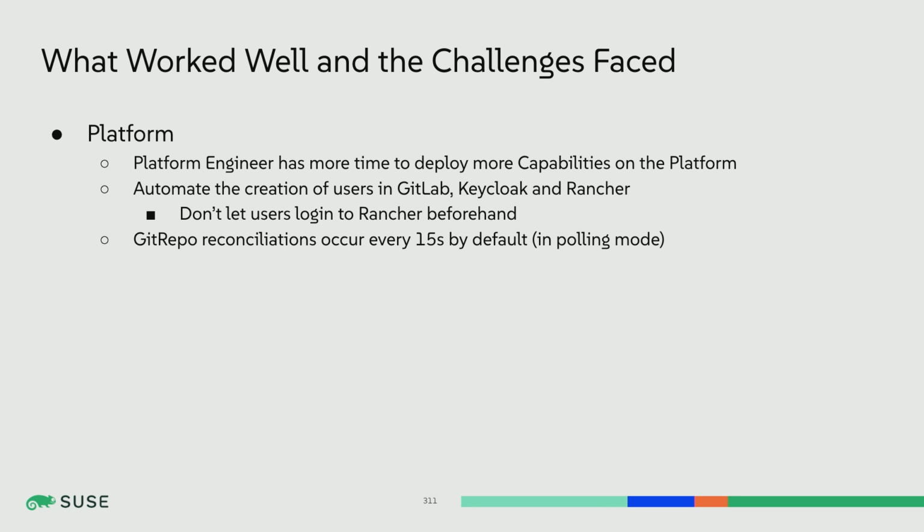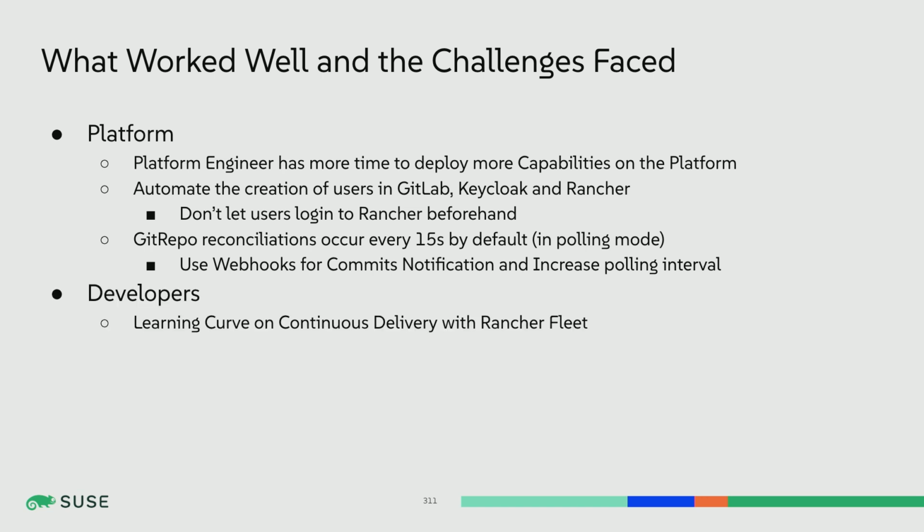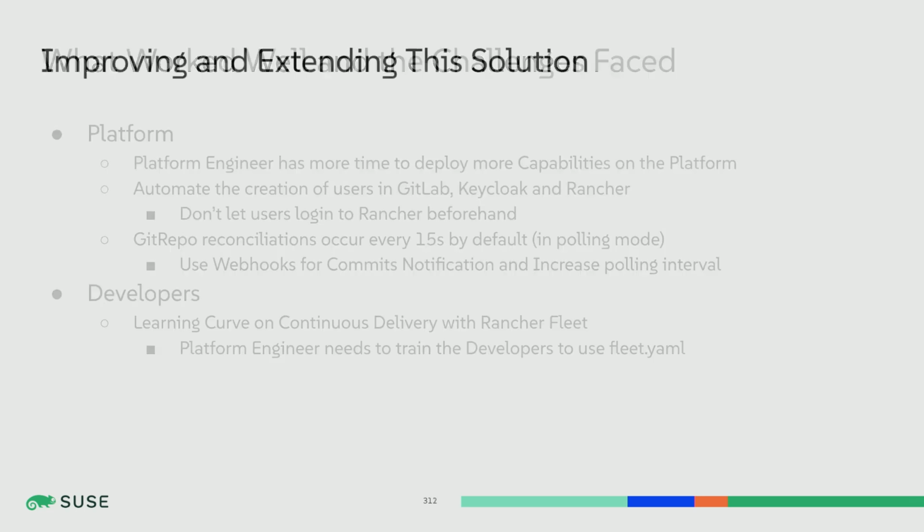Then the Git repo configuration is set by default to 15 seconds to pull from the Rancher Fleet. If you grow the number of projects, I suggest using the webhook for the commit notification and increasing the latency for the polling to not let your cluster get overloaded. On the developer side, there is a learning curve on continuous delivery using Rancher Fleet, so they need to understand how to use the YAML file, the Fleet YAML file. So the platform engineer needs to train them to do so.